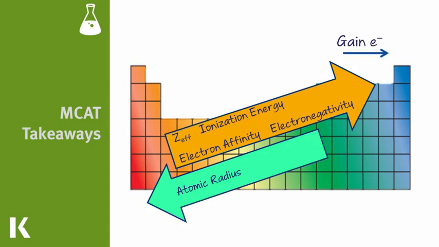From these trends, we also saw that elements on the right side of the periodic table tend to gain electrons in order to reach a stable noble gas configuration, and elements on the left lose electrons to reach stability.